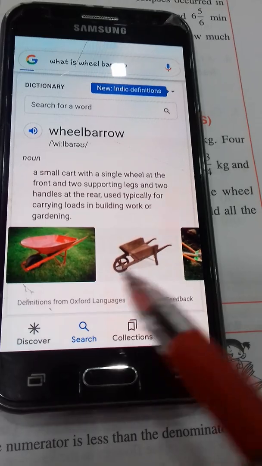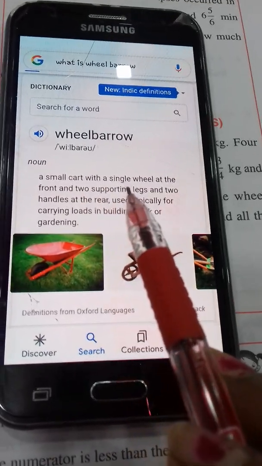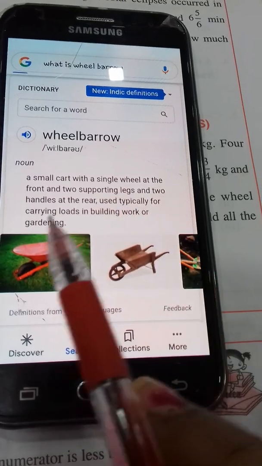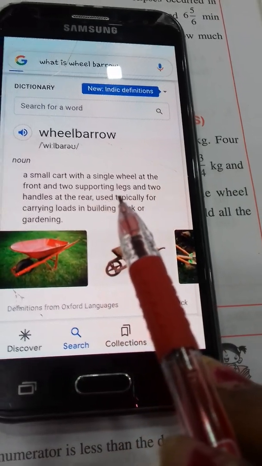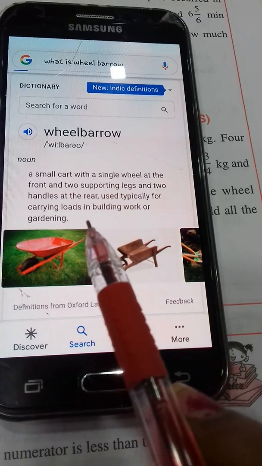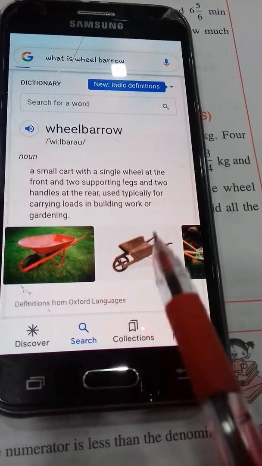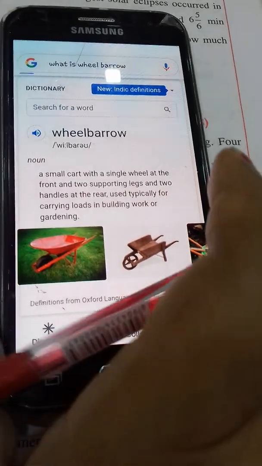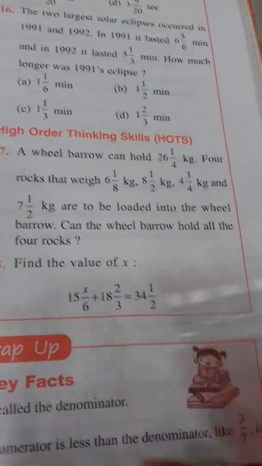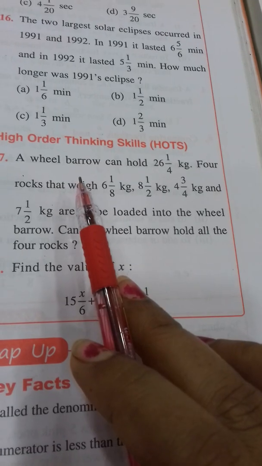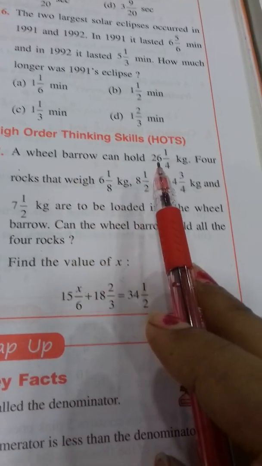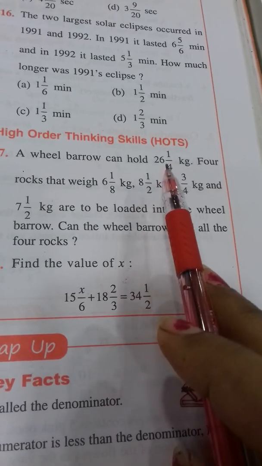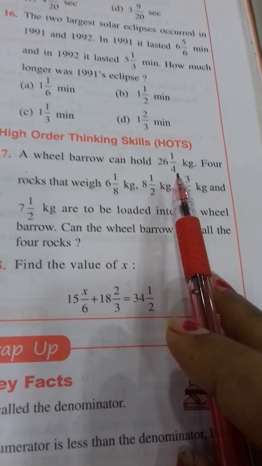some loads. Clear? A small cart with a single wheel at the front, two supporting legs and two handles at the rear, used typically for carrying loads in building works or gardening. Clear? So this type of machine is known as a wheelbarrow. So here also one wheelbarrow is there whose maximum capacity is 26 1/4 kg. That means it can hold this maximum weight.